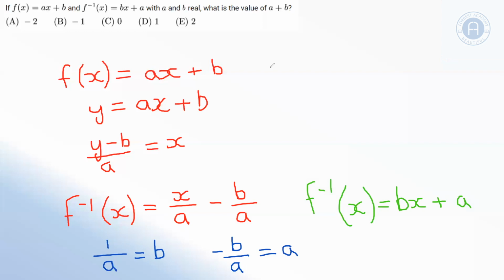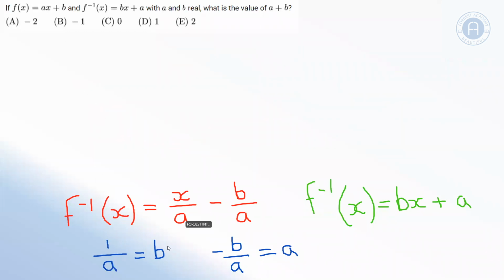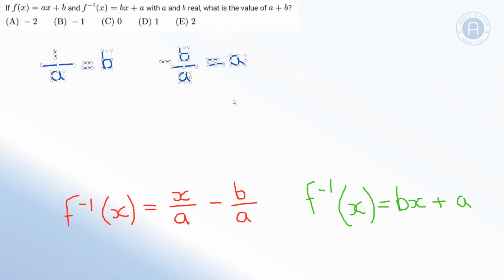So we're going to have a go at trying to solve these simultaneous equations. If we take our second equation here, negative b over a is equal to a, and we multiply both sides by a, we're going to get negative b is equal to a squared, so b is equal to negative a squared.